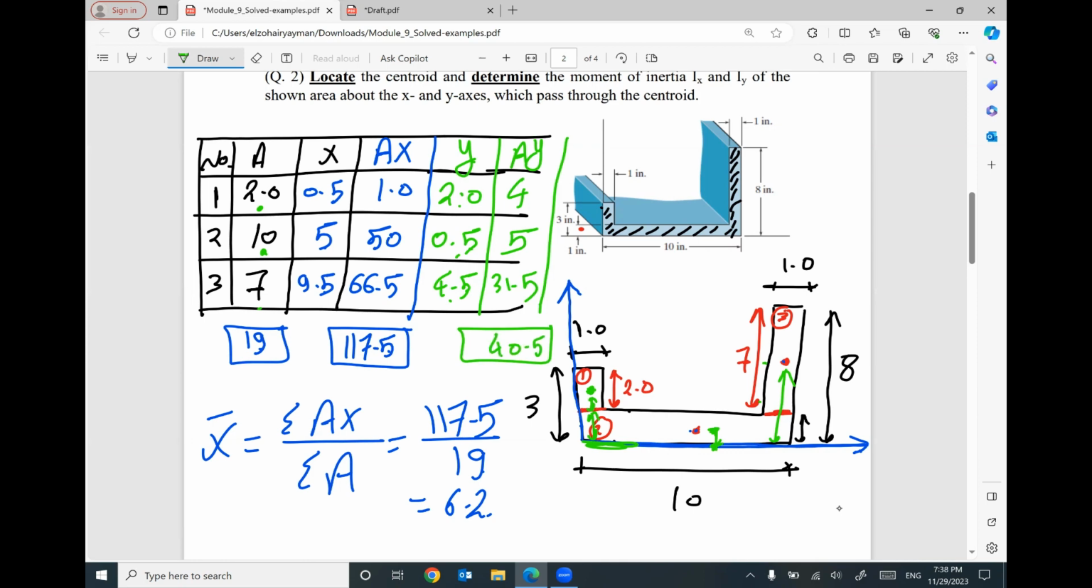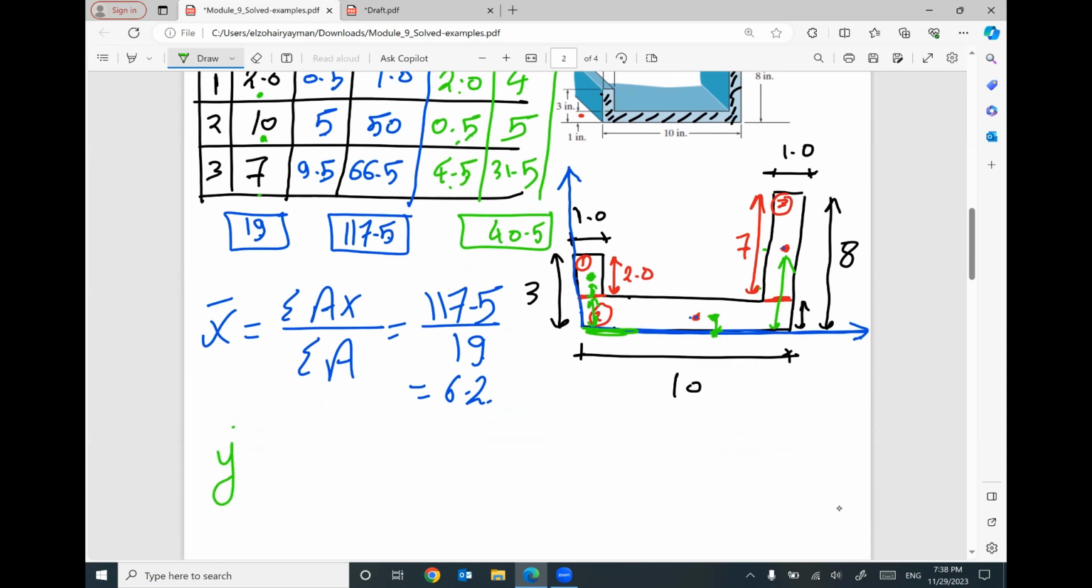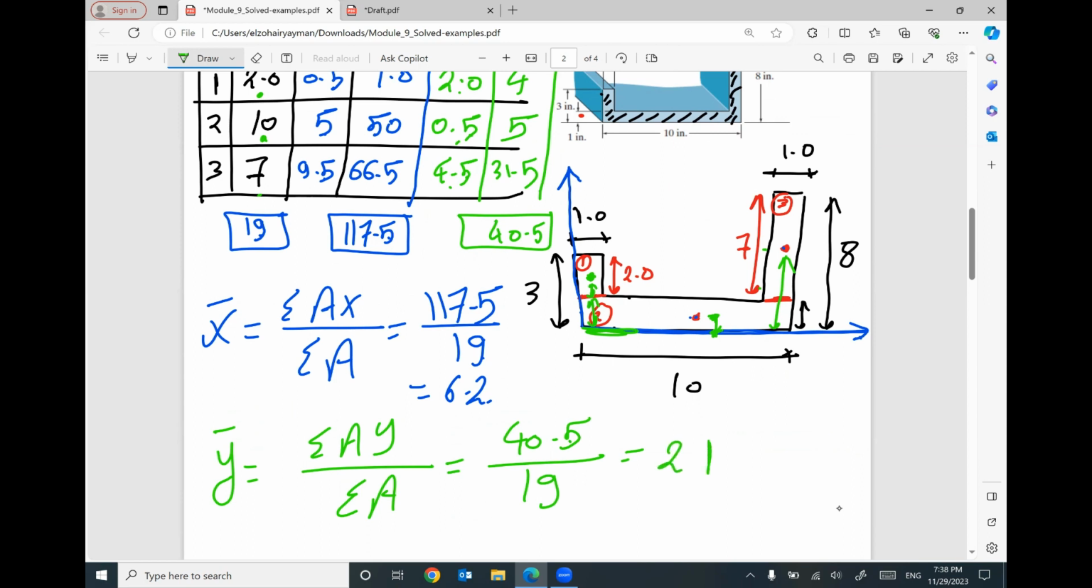40.5. So y bar will equal summation area times y divided by summation area. So 40.5 divided by 19. So the y bar will be 2.1.